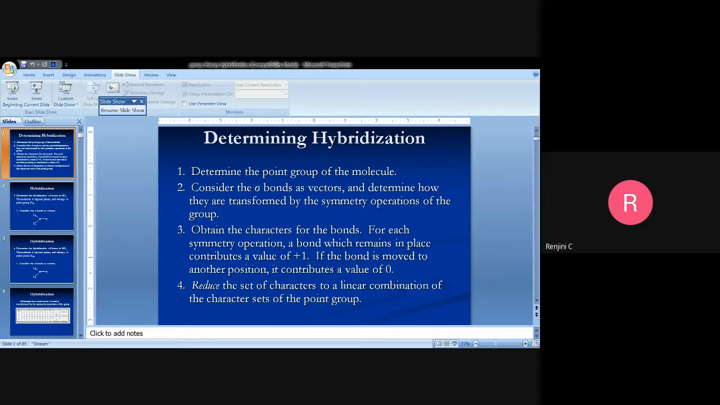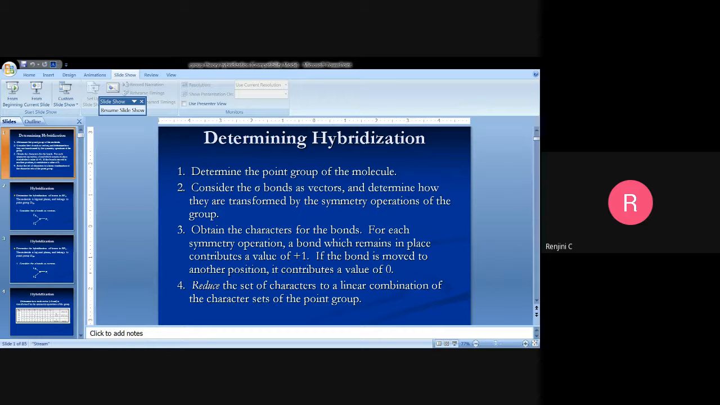The next operation is C2. And the C2 axis is this one that is passing through the central boron atom and one of the fluorine atoms, this one. And here also we have a boron and fluorine atom, and this will also be a C2 axis of rotation. So we can say that there are three C2 axes of rotation passing through the central boron atom and each and every fluorine atom.